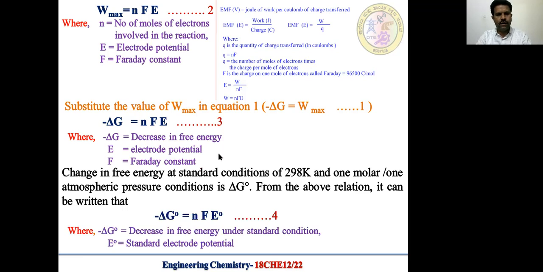So this is for the normal condition. Under standard conditions of 298 Kelvin and 1 molar concentration, the above equation can be written as minus delta G naught is equal to N F E naught. The superscript 0 indicates standard condition.